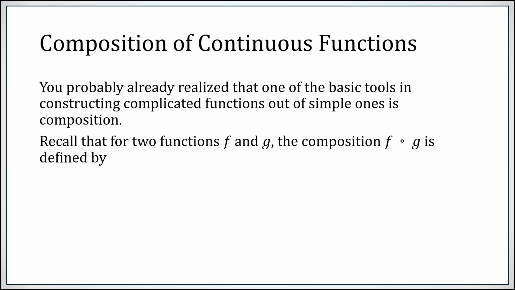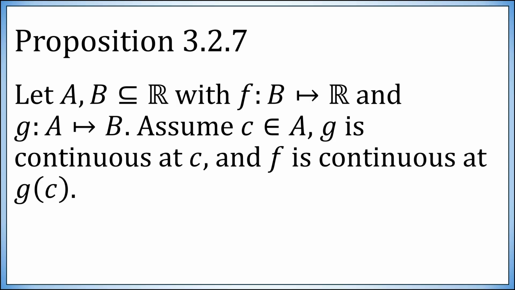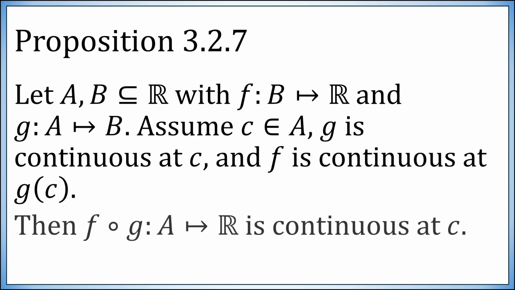So for two functions f and g, the composition f of g is just defined like this. (f∘g)(x) is f of g of x. Now, a composition of two continuous functions is continuous. This is a very key result. We'll prove it right now. Suppose you have A and B, two different subsets of the reals. f maps B to R and g maps A into B. So you can define the composition f of g. Let's assume g is continuous at some point c in its domain, so c is in A, g of c is therefore in B, and assume f is continuous at that point. Then the composition f of g is continuous at c.